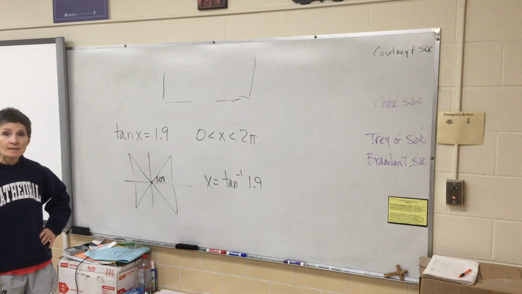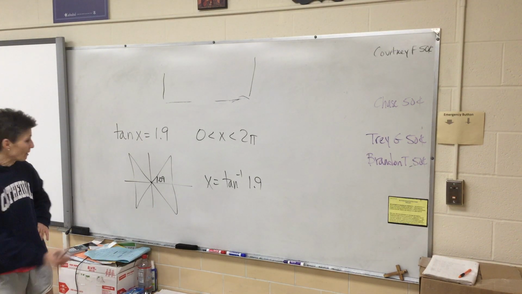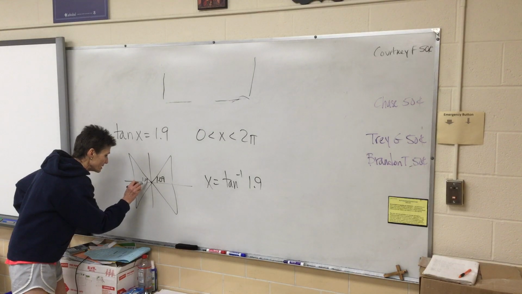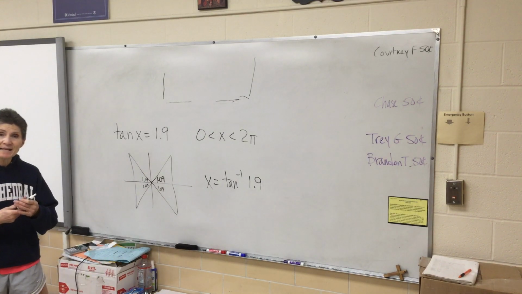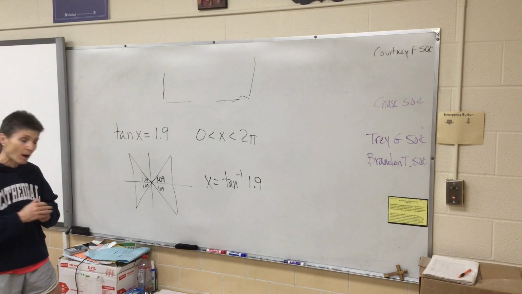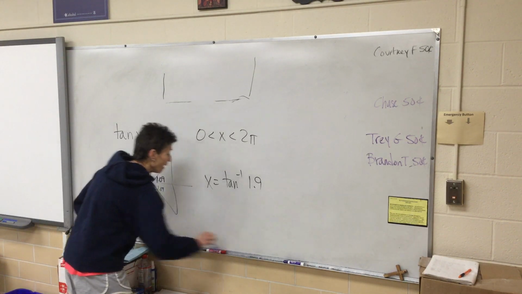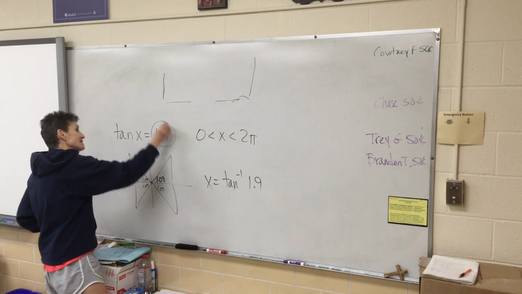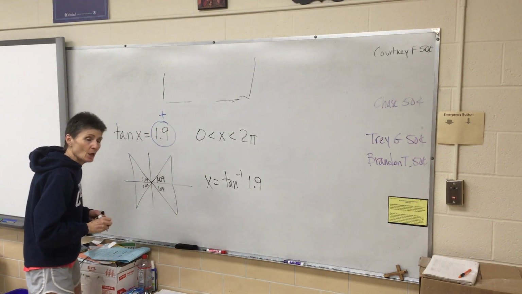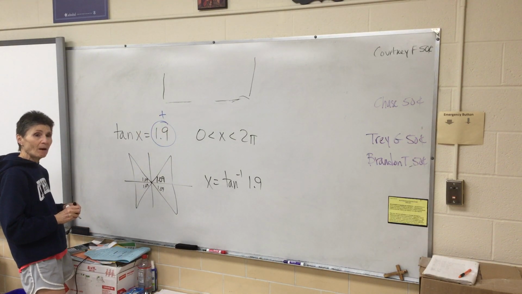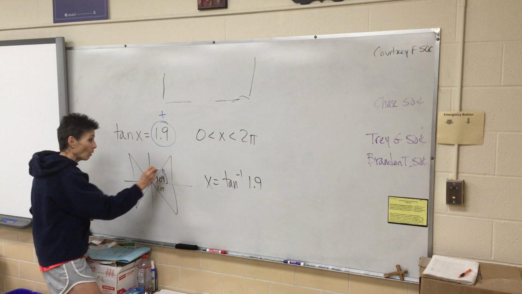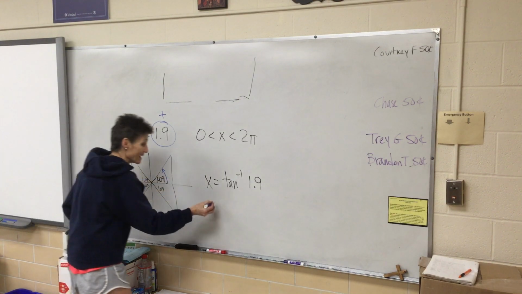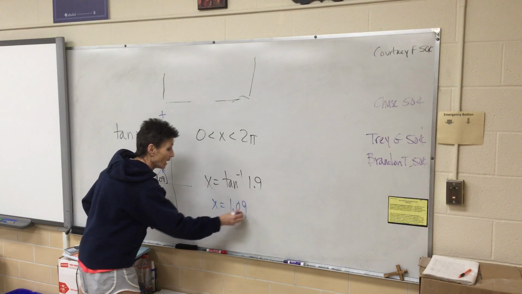Okay, so now I got to decide. I got these 1.09s all over the place. I got to decide which ones am I going to actually consider for this problem. Keep in mind, this is a positive number. Where is the tangent positive? Well, it's certainly positive right here, quadrant 1. So one of my answers is 1.09.